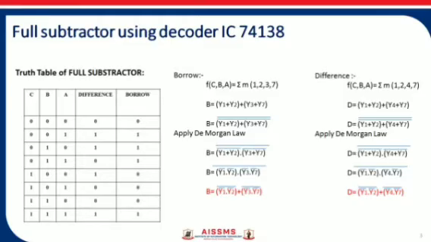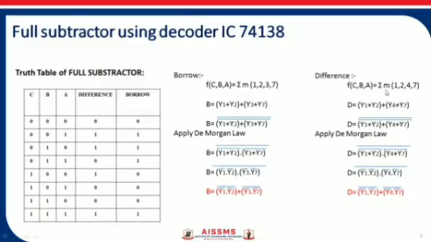If I consider the decimal value equivalent of ABC, the difference will be 1 at decimal value 1, then decimal value 2, decimal value 4, and decimal value 7. So by keeping this in mind, if I check the difference section, the function for the difference f(C, B, A) equals summation m(1, 2, 4, 7).